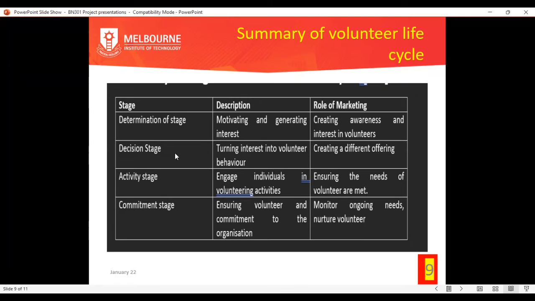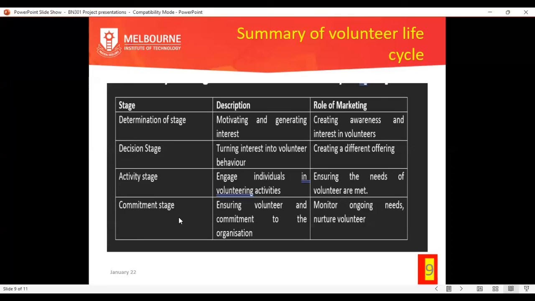Then it will be a decision stage, which will be turning interest into volunteer behavior. How we can make people interested, so that more and more people can come and volunteer themselves. Then what will be the role of marketing? It will be creating a different offering, so we can provide different offers to the people so that more volunteers can be seen. Then the third stage will be our activity stage, where we will engage individuals in volunteering activities, where the role of marketing will be ensuring the needs of volunteers are met.